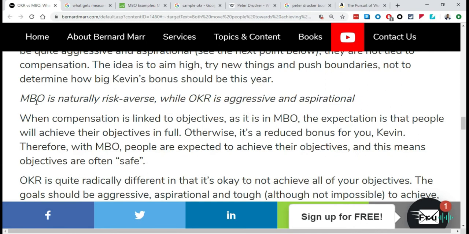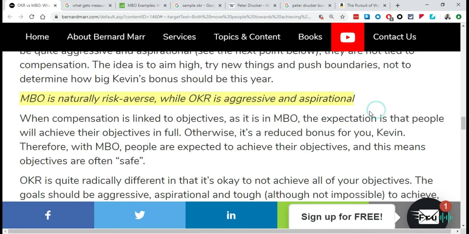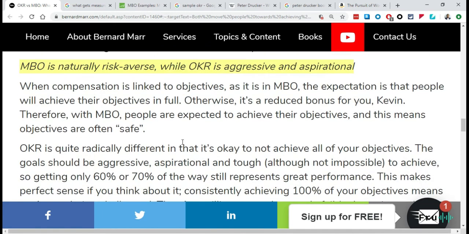All right. And then MBO is naturally risk averse, while the OKR is aspirational. So when companies set MBOs, they set MBOs for things that they can achieve, because if I don't meet my MBOs, I get penalized for my compensation. So at the end of the year, I say, well, look, these were my MBOs. We agreed on this. I achieved them. Now give me my pay raise, right? So people want to be conservative. They want to set realistic things, right?